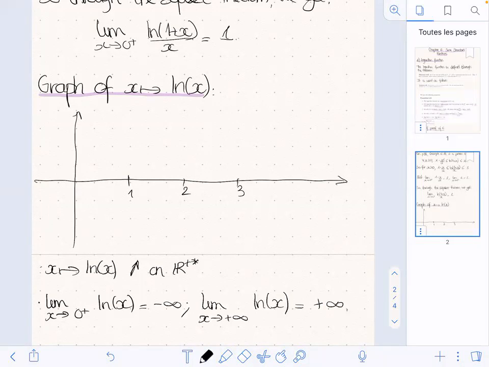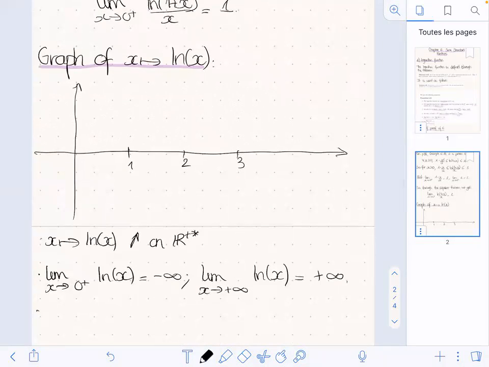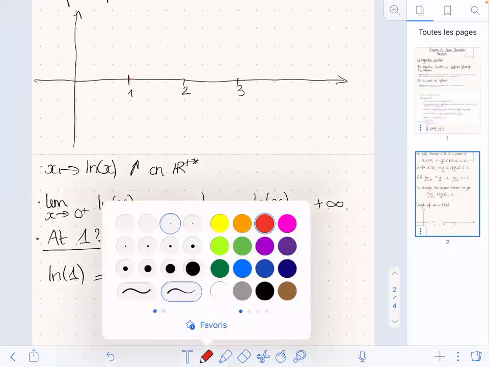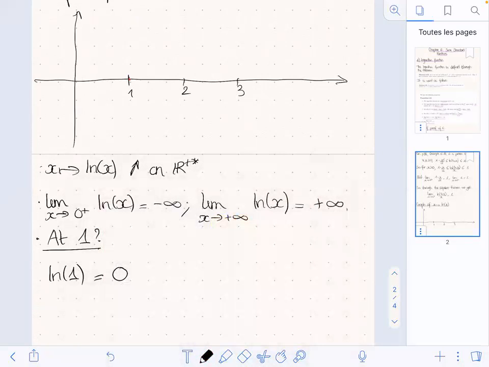Okay, and to help us graph it, we can compute a tangent. In particular, we're going to compute a tangent at 0. No, not at 0, at 1. So at 1, logarithm of 1 is equal to 0. Okay, so if I draw the curve in red, eventually we'll have the curve going through that point. And we can compute the tangent. So the tangent at 1 is given through the following expression.